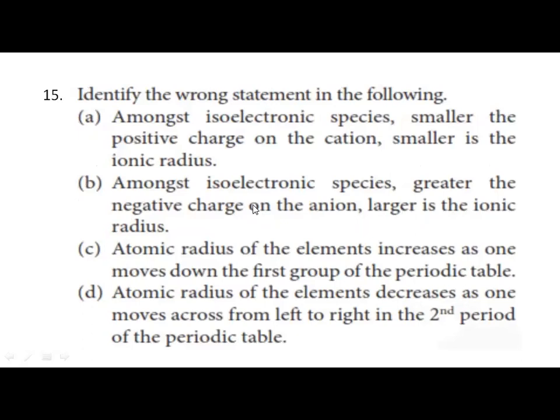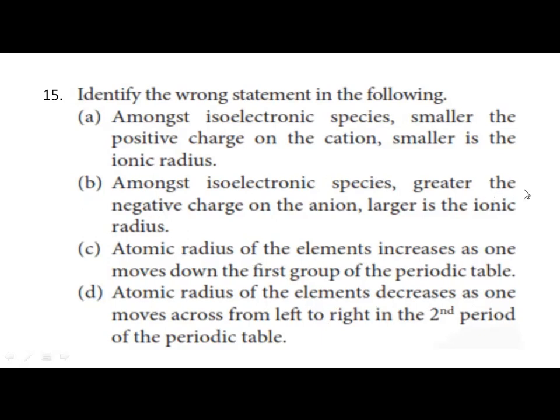Okay. Identify the wrong statement in the following. Amongst isoelectronic species, smaller the positive charge on cation, smaller is the ionic radius. Amongst isoelectronic species, greater the negative charge on anion, larger is the ionic radius. Atomic radius of elements increases as one moves down the first group of the periodic table. Atomic radius of the elements decreases as one moves across from left to right in the second period of the periodic table. This is correct. When you move across the period, atomic size decreases. This is also correct. When you move down the group, atomic size increases.